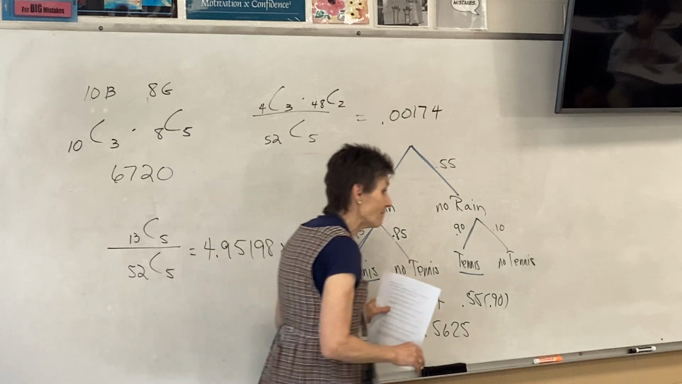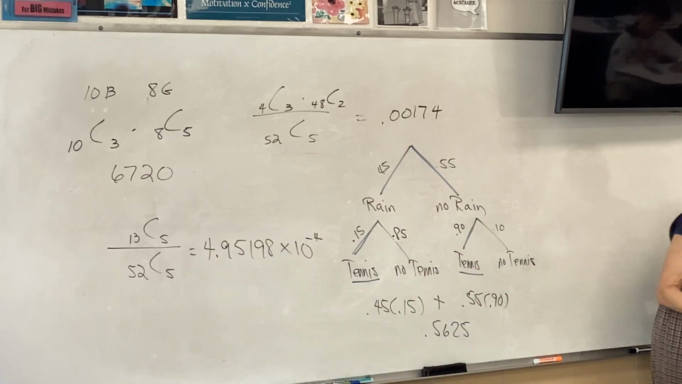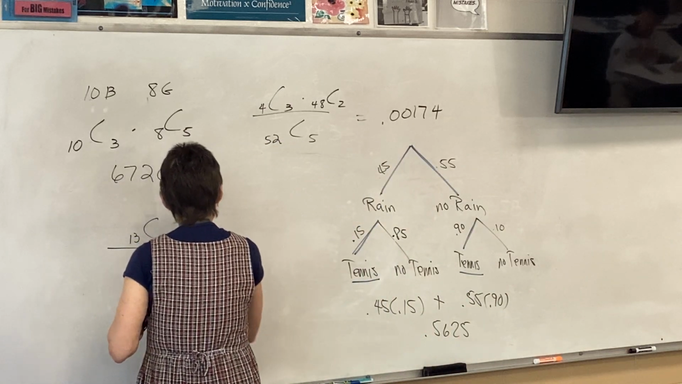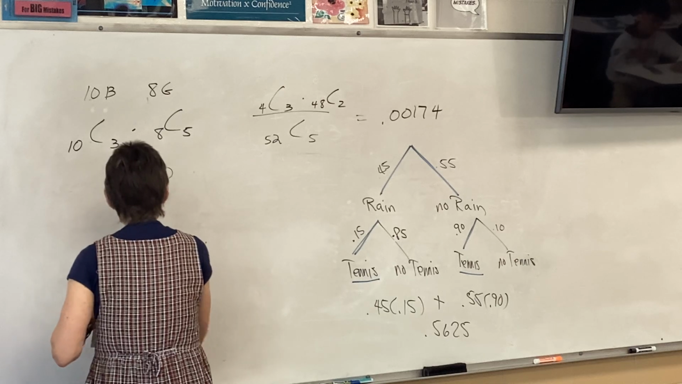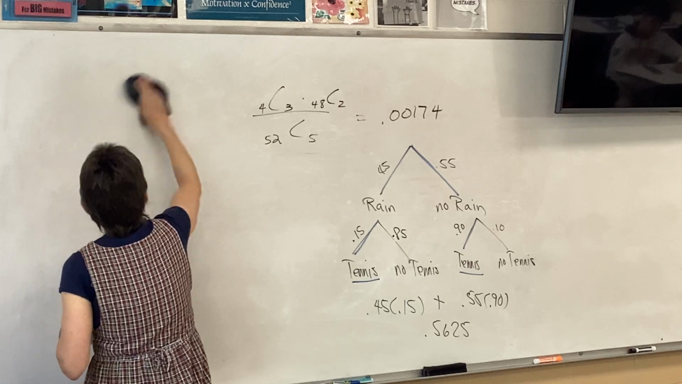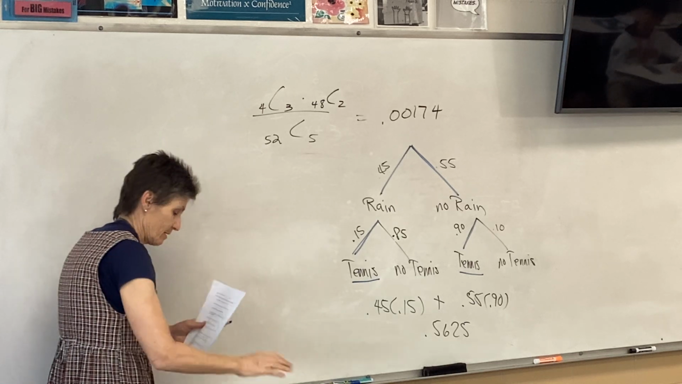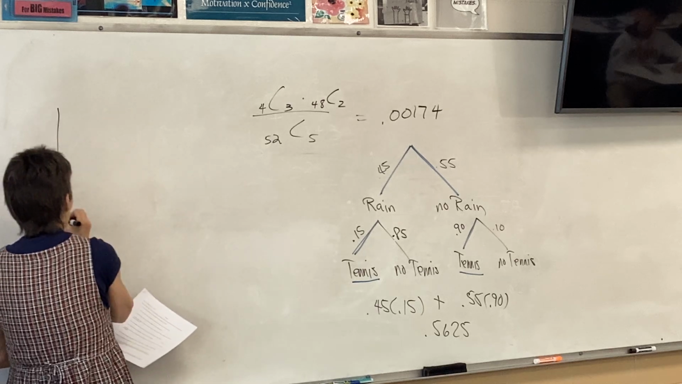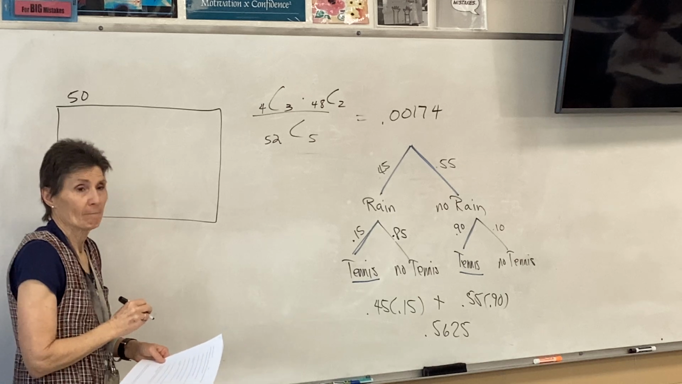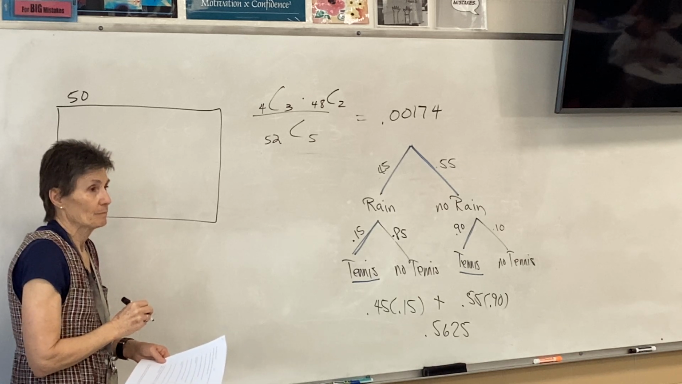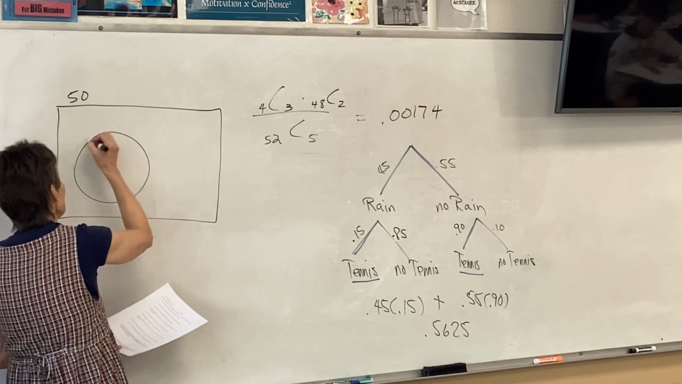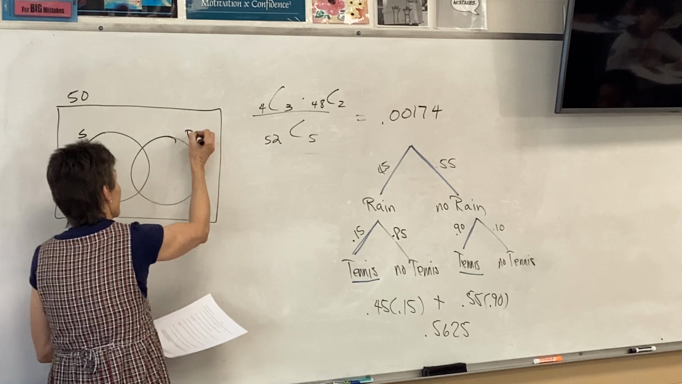All right, read number 11 and tell me what you think we ought to do with number 11. Is number 11 going to be a tree diagram? No. What is number 11 going to be? A Venn diagram. Absolutely. What have I got? I have a box of seniors. There's 50 of them. And what are they doing? They're singing and they're praying.